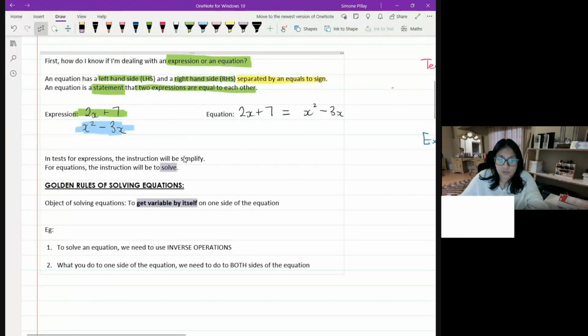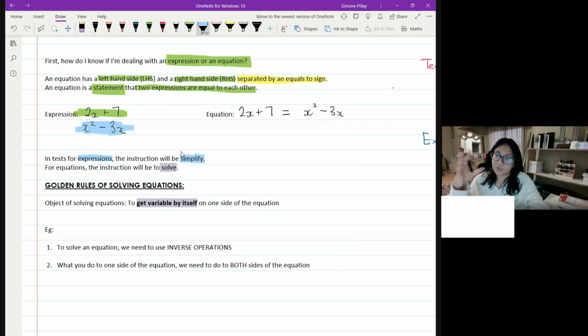Here's another hint you could use to differentiate between expressions and equations, especially in tests. I remember when I was in grade 8, I didn't know when to apply expression rules and when to apply equation rules. A little hint there is, when you're doing expressions in an exam, your instruction is simplify. Okay?